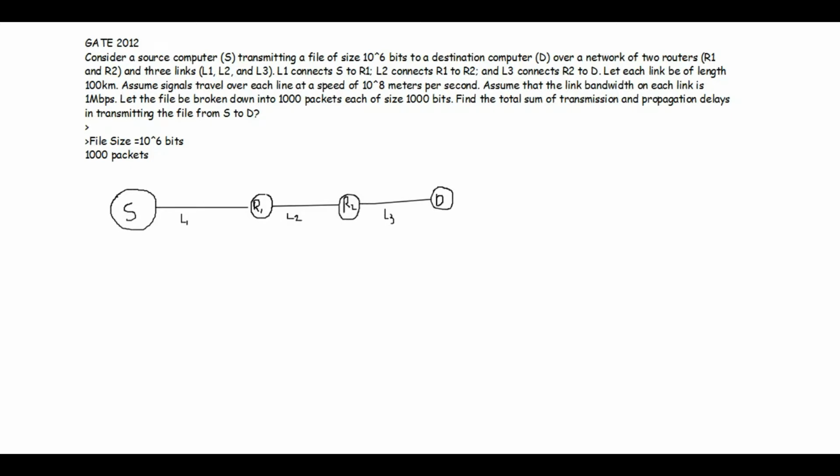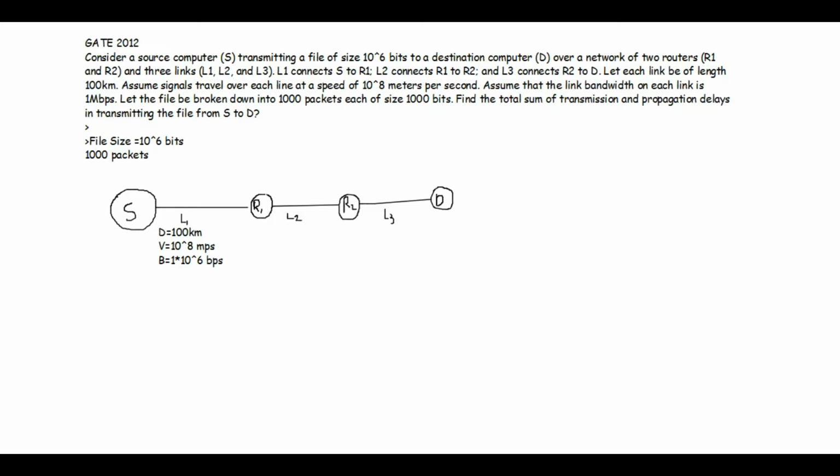Okay, and the distance of each link is given, which is 100 km, and the velocity, or the signal speed, is also given, which is 10 to the power 8 meters per second, and the bandwidth of each link is 10 to the power 6 bits per second, or 1 Mbps. Okay, so we know all this stuff which is given in the question. Now we have to find out the propagation delay.